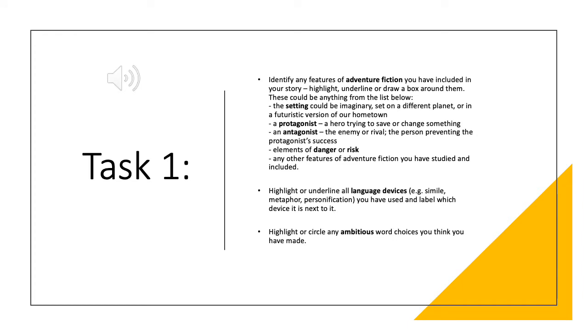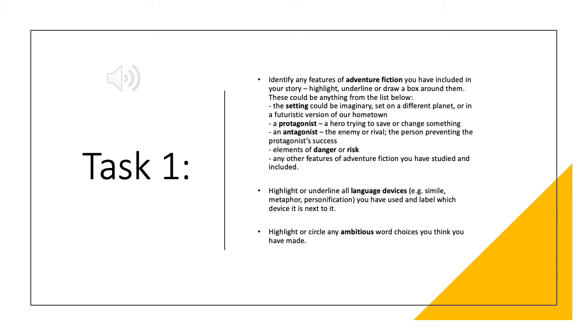Okay, so the first thing that you need to do is make sure you're prepared. So if you have a different colour pen, or if you're on a PC, just make sure you're going to highlight using the highlight tab, or if you are using pen and paper, then please can you have a highlighter. So the first thing that you're going to do for your task 1 is identify any features of adventure fiction you have included in your story. So this is going to be a lot of rereading your story, highlighting, underlining, and basically annotating your story.